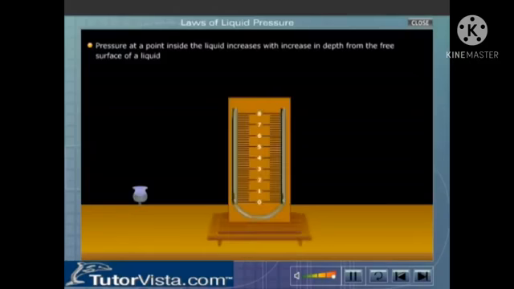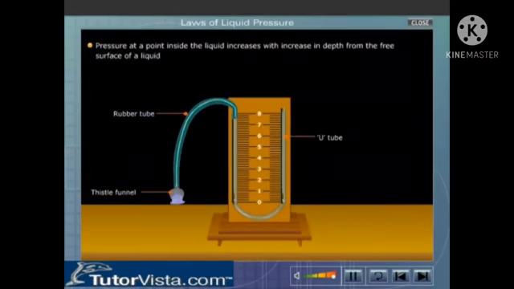Connect the thistle funnel by means of a rubber tube to a U-tube mounted on a vertical wooden board provided with a graduated scale. Fill the U-tube with a colored liquid. We observe that the level of the colored liquid is the same in both the limbs of the U-tube.